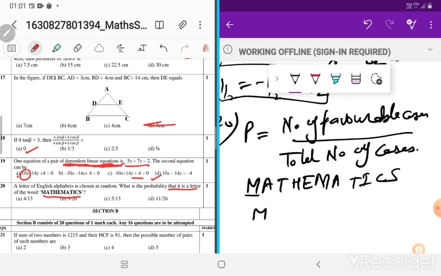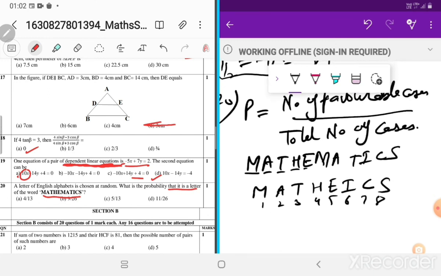What is the number of favorable cases? That it is a letter of the word mathematics. So we'll count only those letters which come one time. M, then A, then T, then H, then E. Again M is repeating, we'll leave that. A is repeating, we'll leave. T is repeating, we'll leave. I, then C, then S. So how many? 1, 2, 3, 4, 5, 6, 7, 8. So 8 letters come from mathematics.